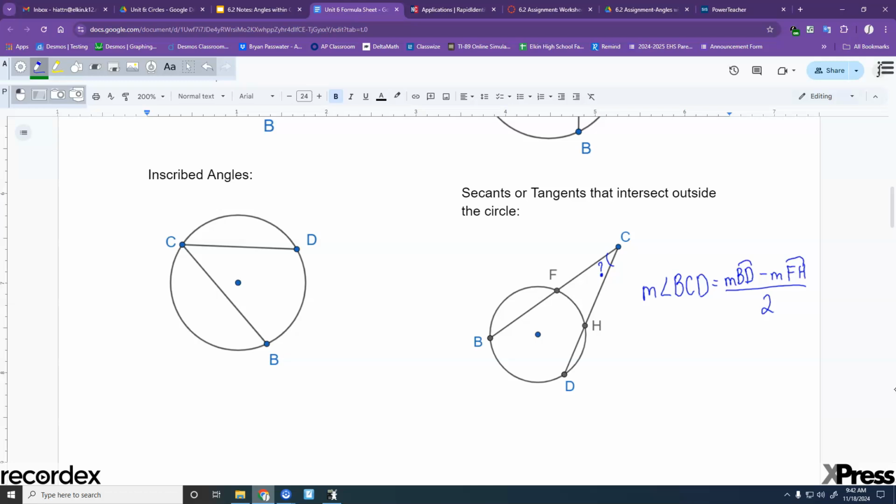And then if we want to do an example here with some numbers, let's try to pick pretty easy numbers. Let's do 100 degrees out here and 40 degrees right here. So measure of angle BCD would be 100 minus 40 divided by 2. That'd give you 60 divided by 2, which would be 30 degrees. So that would be this angle right here.